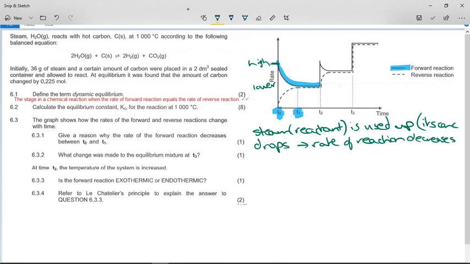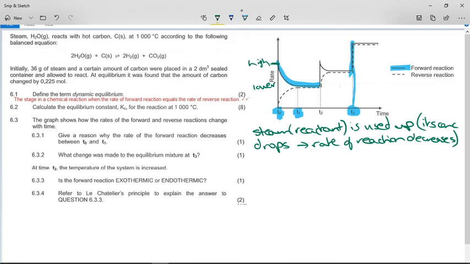Then it says, what change was made to the equilibrium mixture at T3? So if we have a look over here, here is T3, and if we follow the line up, we can see both the forward reaction and the backward reaction increased. And what is unusual is that they increased exactly the same amount.